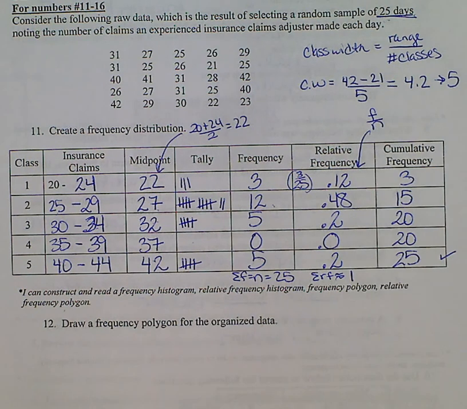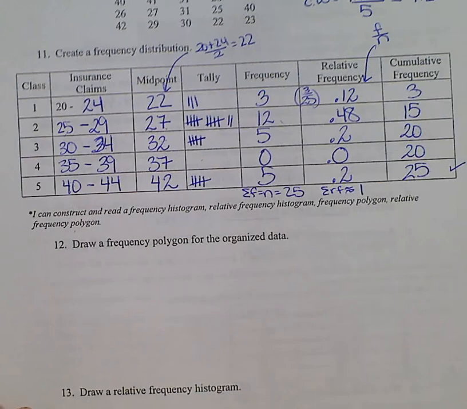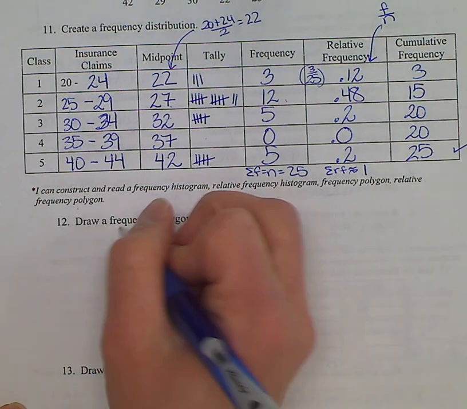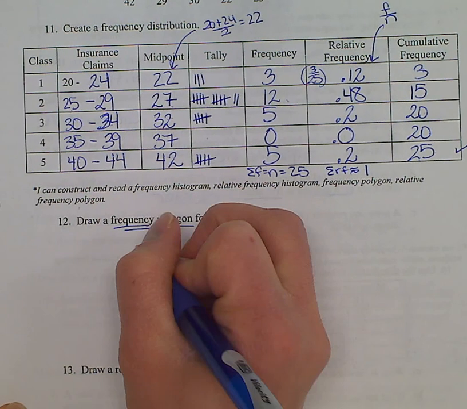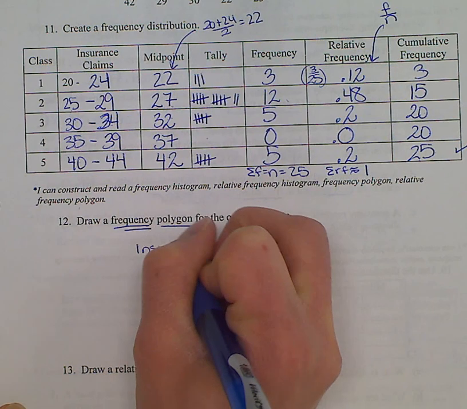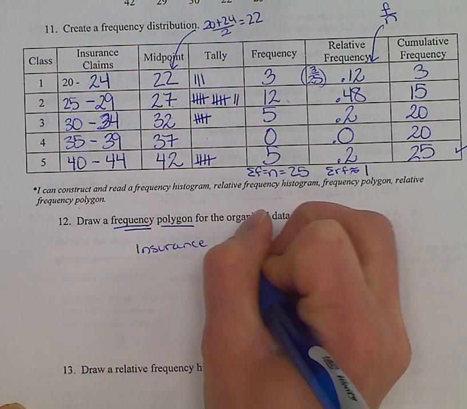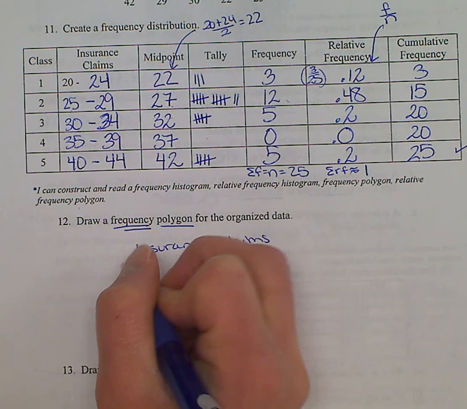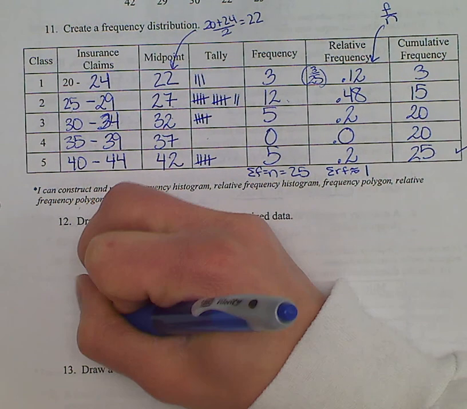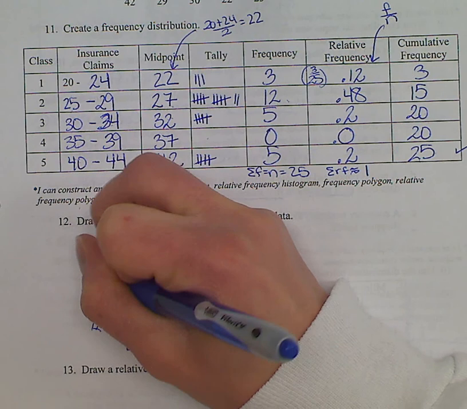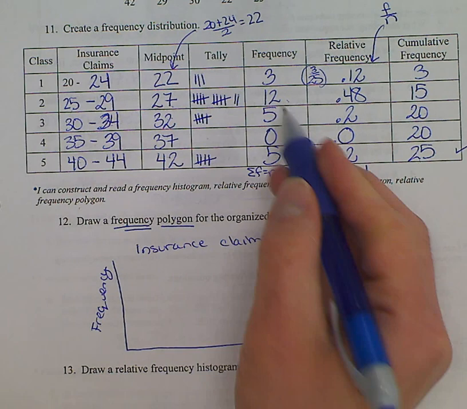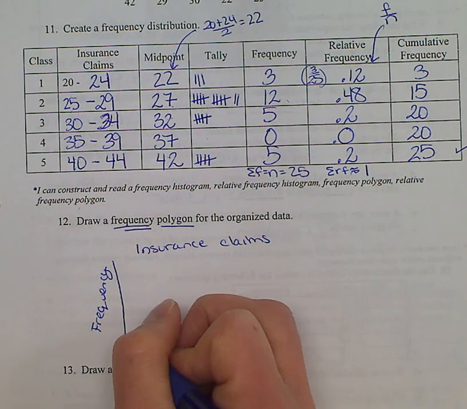Okay, so now for number 12, we're going to use our table here and create a frequency polygon. So we have insurance claims as our title. This will be frequency. Then our frequency goes up to 12. I don't have a whole lot of space, and we're just going to go up by 2s.